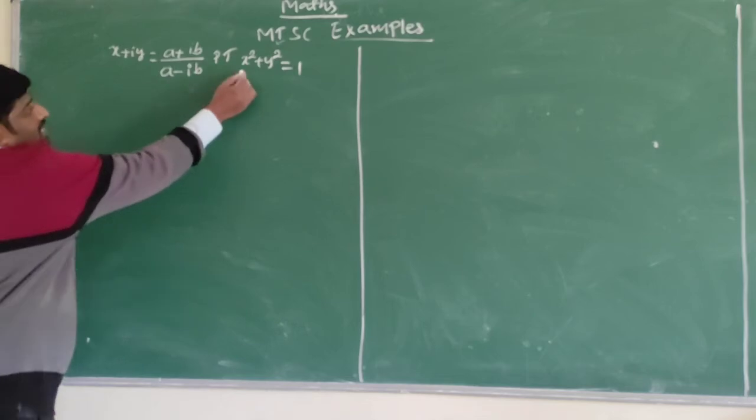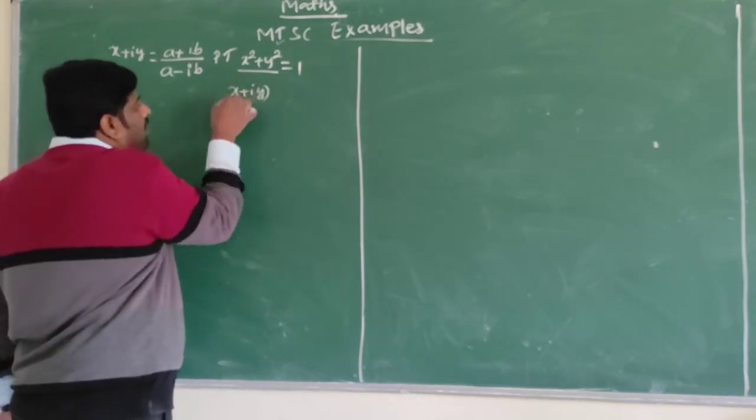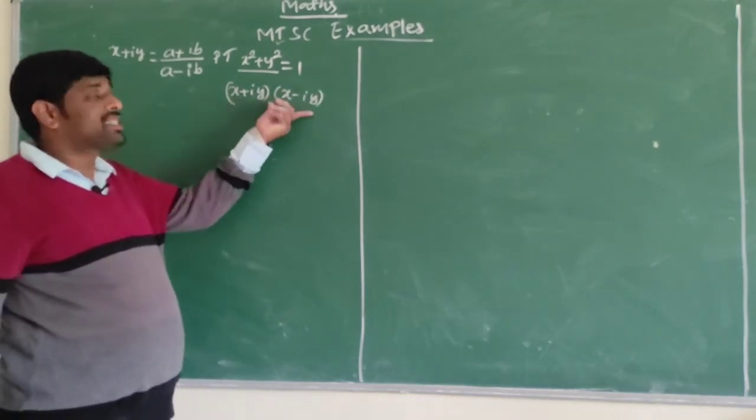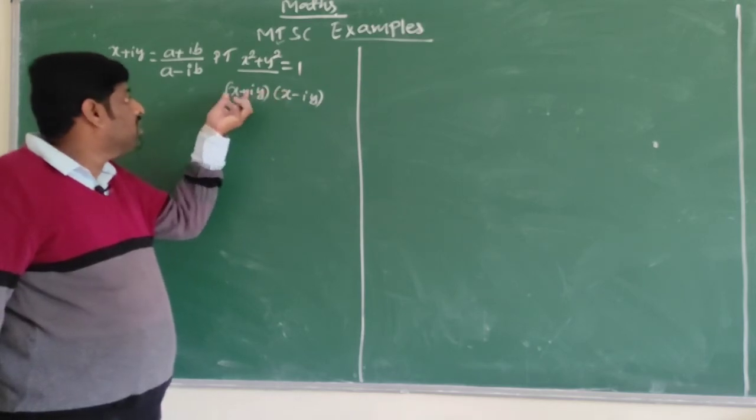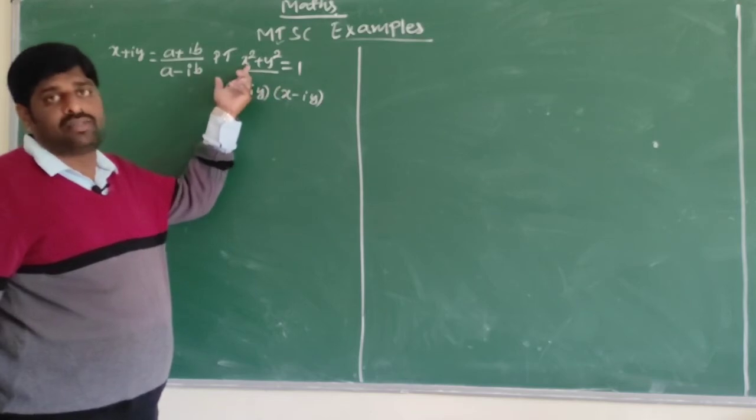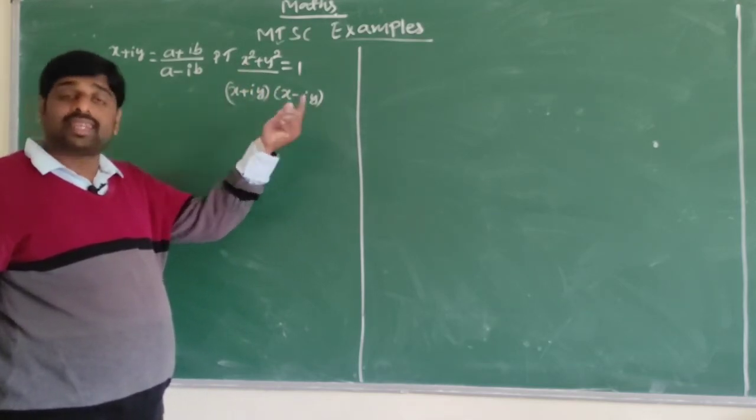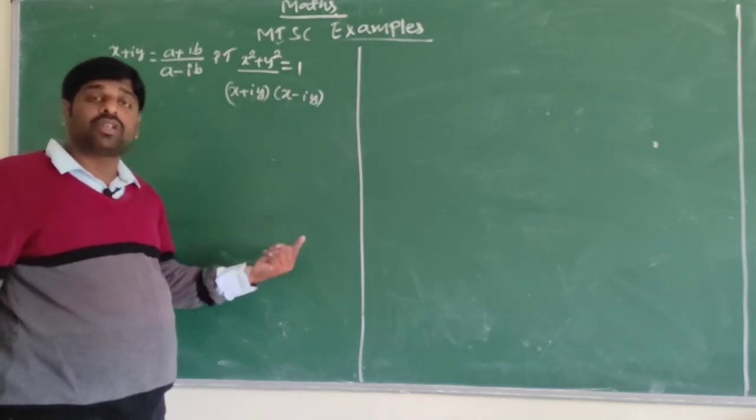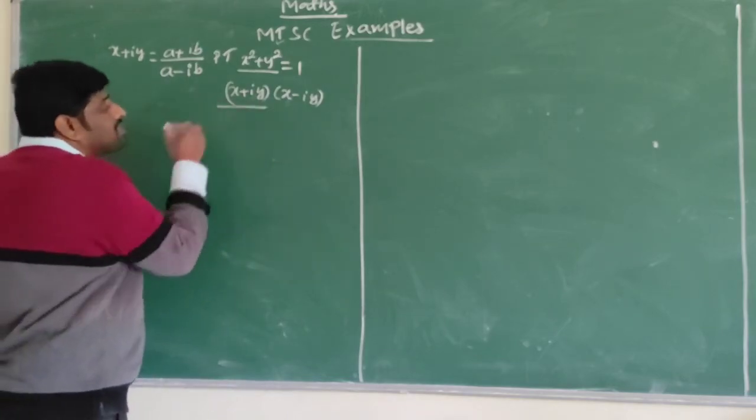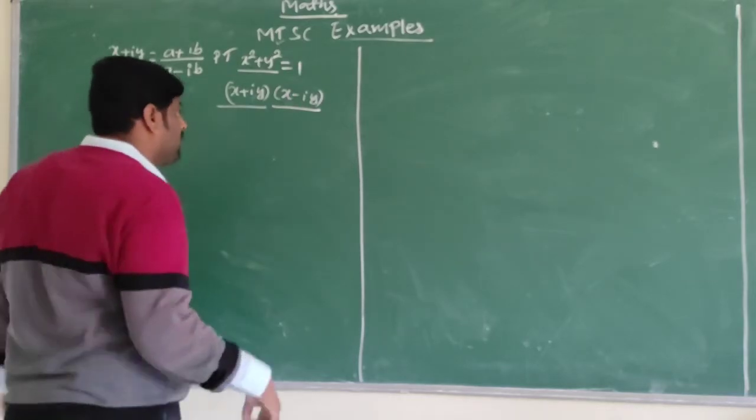First, what does x square plus y square mean? When you take x plus iy into x minus iy, it is of the form a plus b into a minus b. So a square is x square, and b square is (iy) whole square, where i square is minus 1, minus into minus is plus. That is x square plus y square. Now I have to find x plus iy. The given x plus iy you have to rationalize, and again we have to find x minus iy separately.